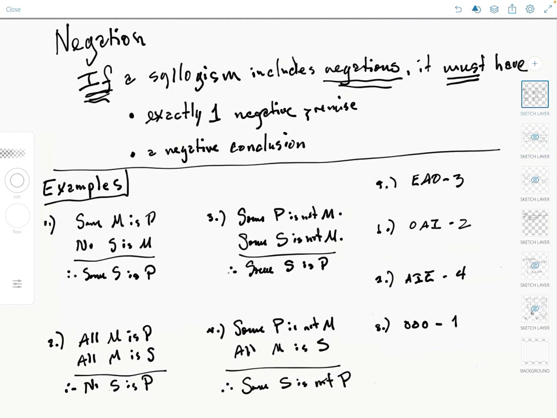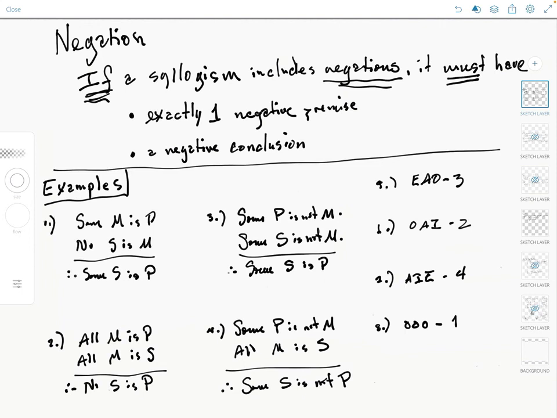All right, so consider this first example. Some M is P, no S is M, therefore some S is P. First of all, does it trigger the rule? What triggers the rule is when a syllogism has a negation. And yes, it does. The minor premise is a negation. And so, for number one, we will have to look at whether it meets the pattern in other ways. So the minor premise is a negation, so it meets the exactly one negative premise condition, but the conclusion, some S is P, is not a negation, so it violates the rule.